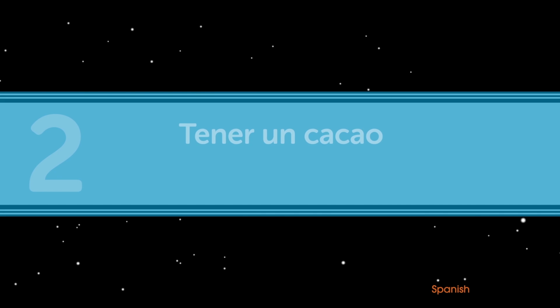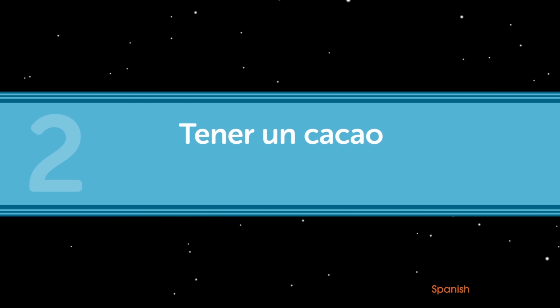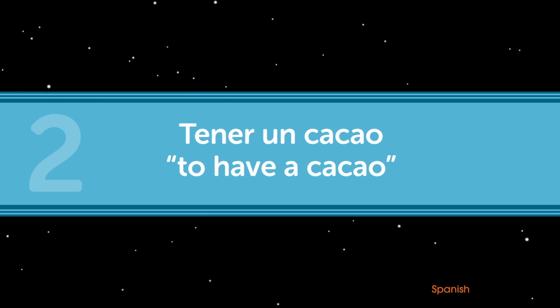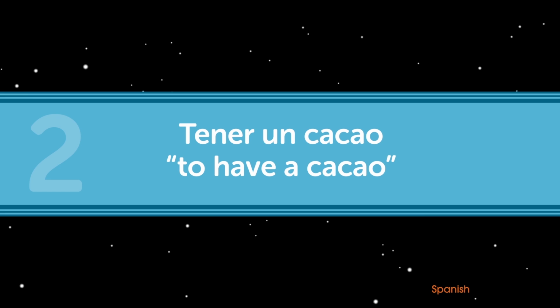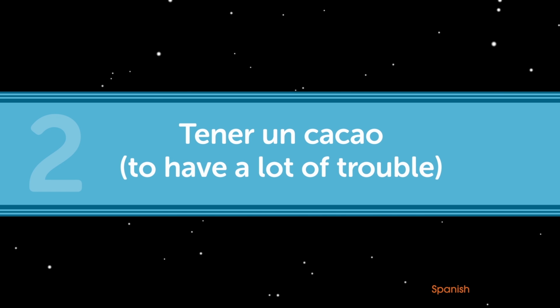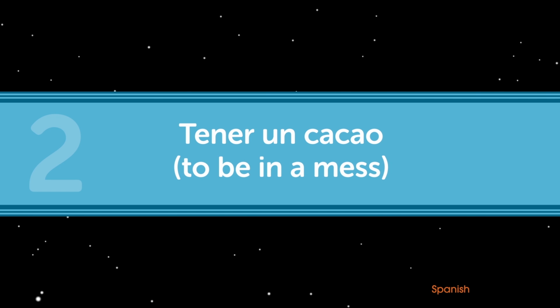Number 2 is tener un cacao. Literally translated, it means to have a cacao. However, the real meaning is to have a lot of trouble or to be in a mess.